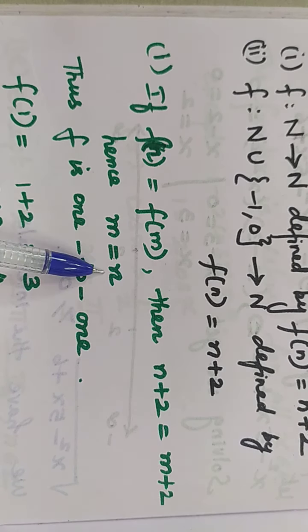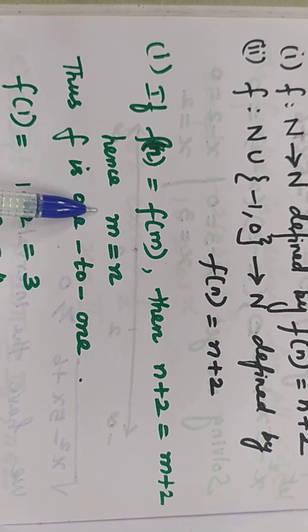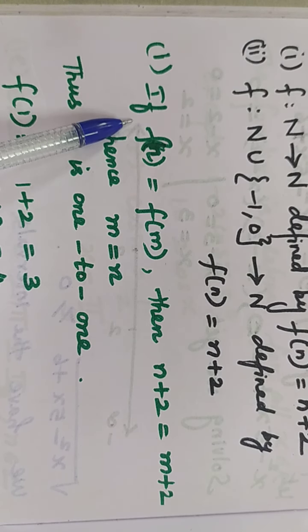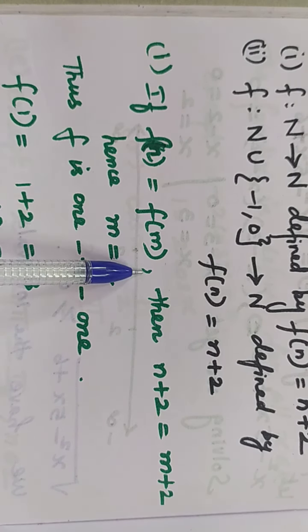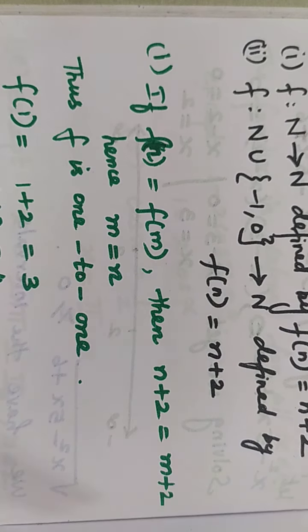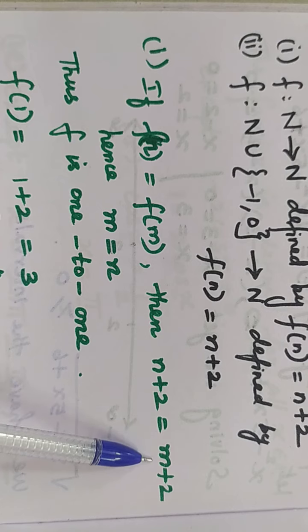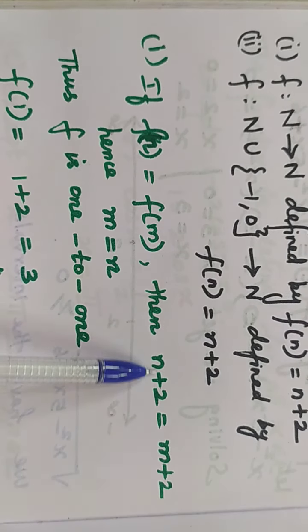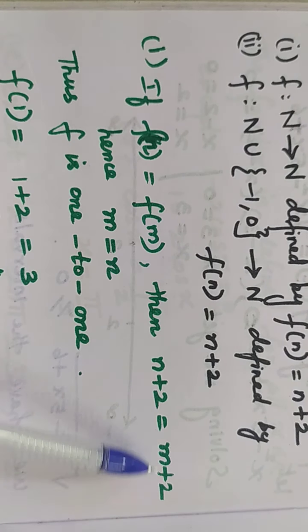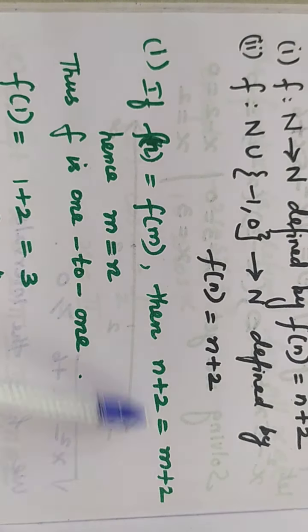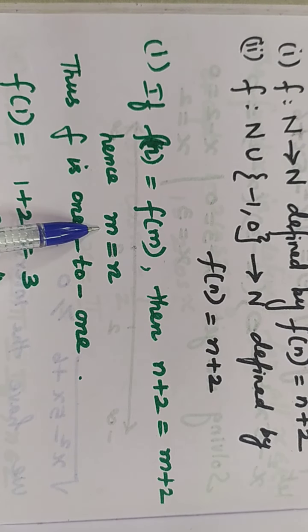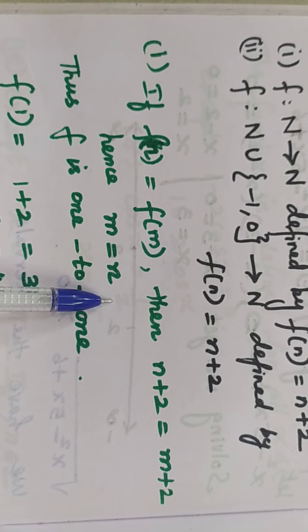If we get this form, we say f is one-to-one. So first let us assume that f of n is equal to f of m. So n plus 2 will become m plus 2. Substitute m in the place of n. So n plus 2 is equal to m plus 2, and 2 and 2 get cancelled. So you will get n is equal to m, that is m is equal to n.